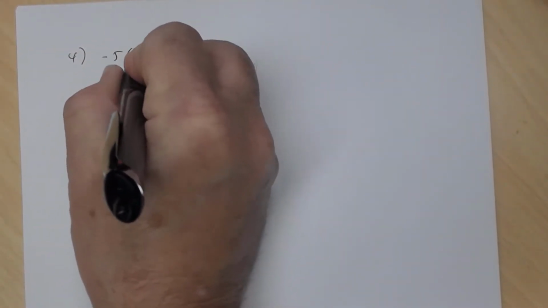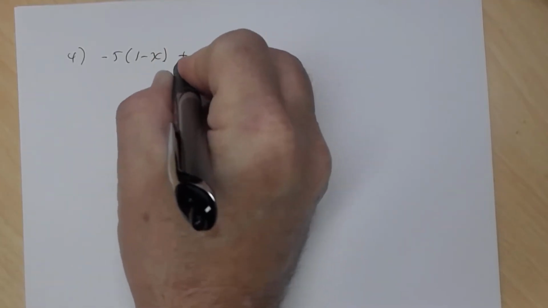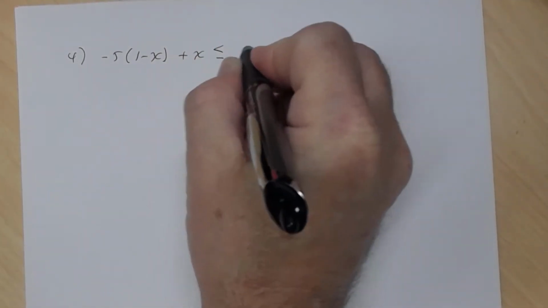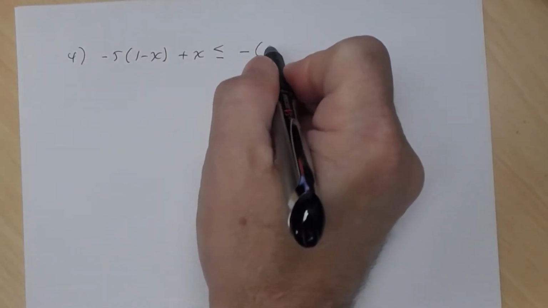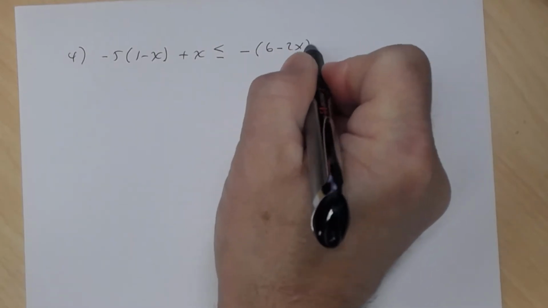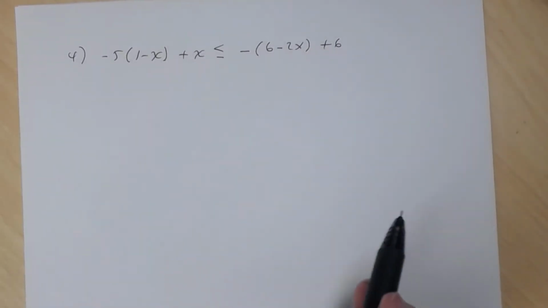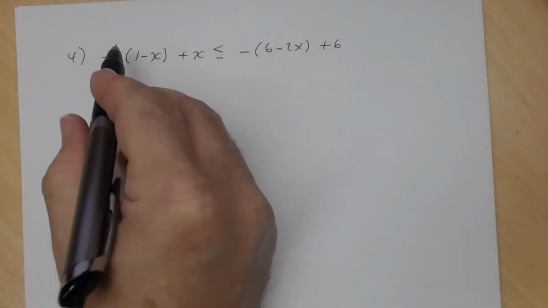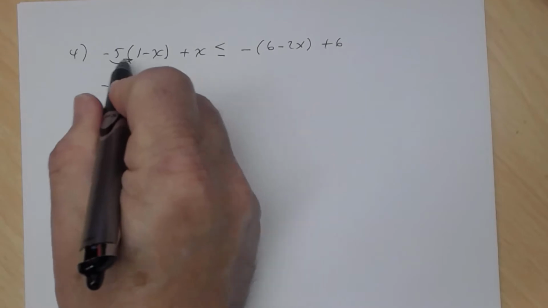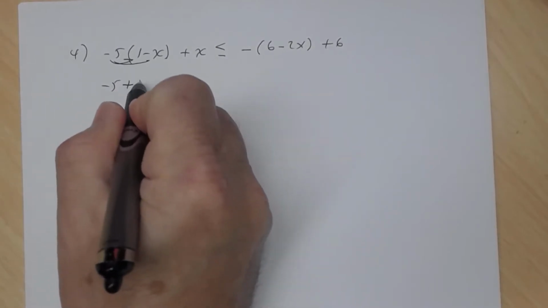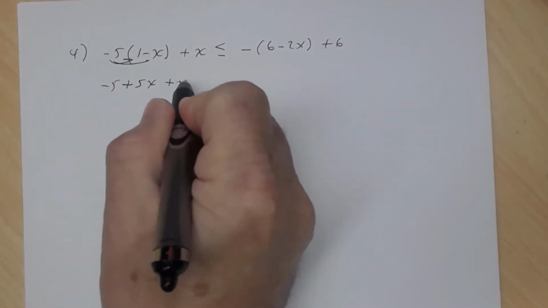Number 4, suppose we had this problem. Suppose we had negative 5 times 1 minus x, plus x, is less than or equal to the opposite of 6 minus 2x, and then plus 6. So we're going to use the distributive property first. This part's easy because negative 5 times 1 is negative 5. Negative 5 times a negative x is a positive 5x, and then plus x is less than or equal to.